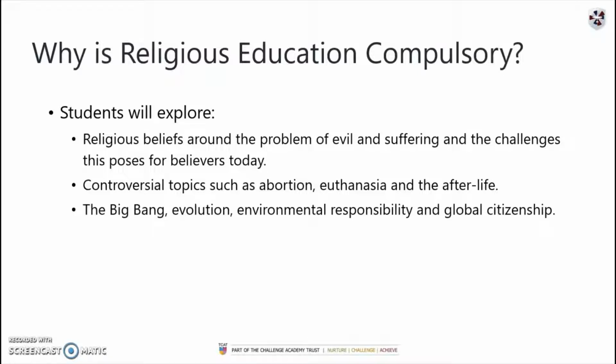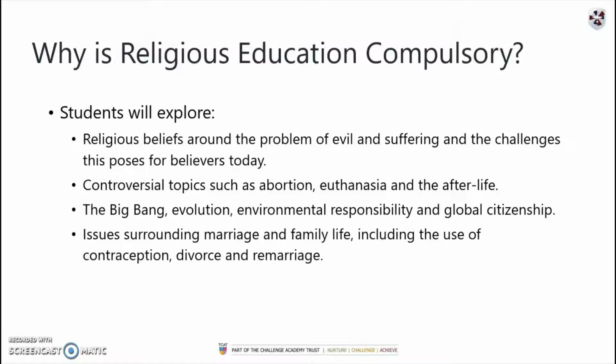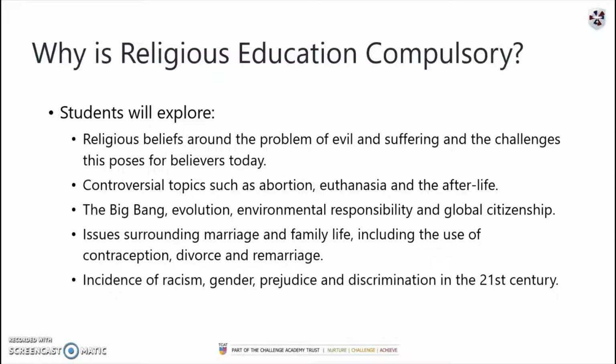We'll consider the Big Bang Theory, evolution, environmental responsibility, and global citizenship, which are obviously extremely current. Issues surrounding marriage, family life, contraception, divorce, and remarriage. And it'll consider racism, gender, prejudice, and discrimination in the 21st century. So as you can see from the overview there, it's a subject which has great pertinence to students' everyday lives and the world in which we live.